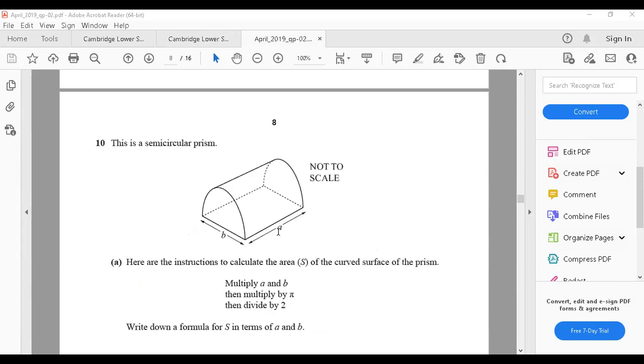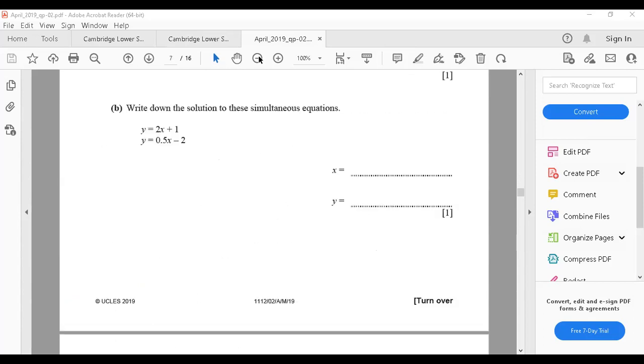Now for question number 10, let's get it by substitution. Substitution will be in this form: 2x plus 1 equals half x minus 2.